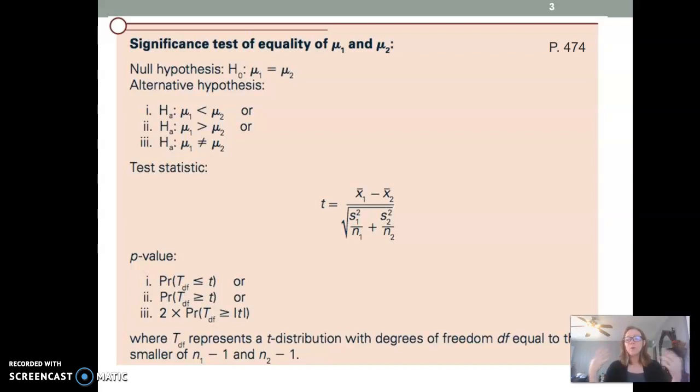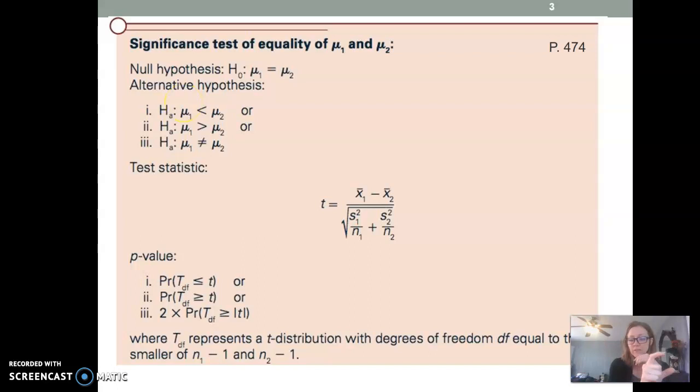So supposing that we have two means that we're looking to compare, our null hypothesis is really going to be, are the two means the same? And then our alternative hypothesis will be either, well, maybe the first one's less than the second, or the first one's more than the second, or you're not sure which way it might go. Maybe you're just testing to see if they're different.